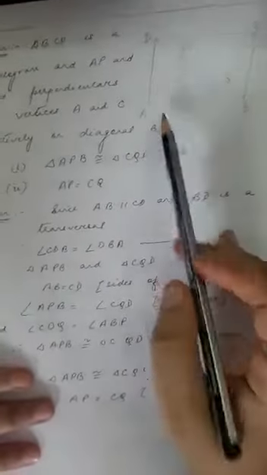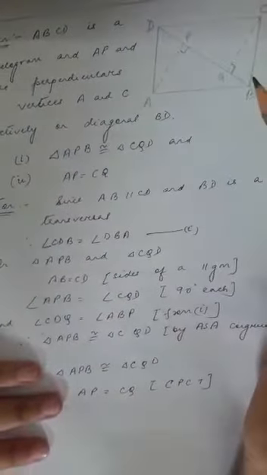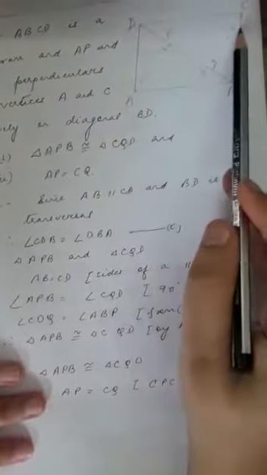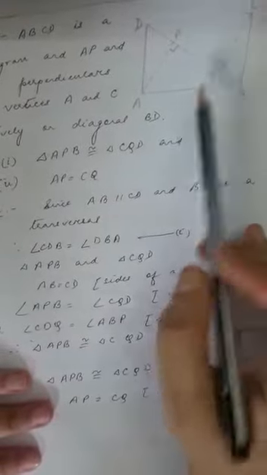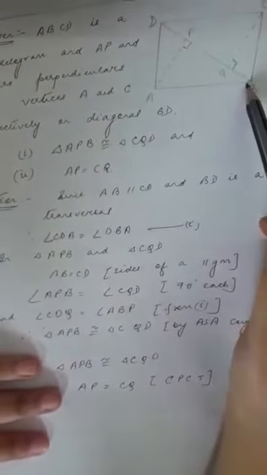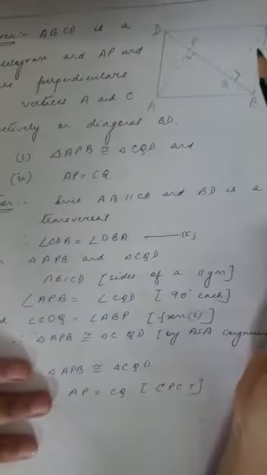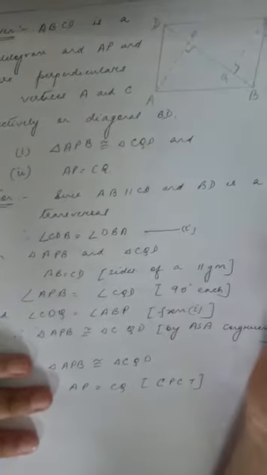Okay, now let us go to question number 10. Now, in this figure, it is said that ABCD is a parallelogram. AP and CQ are the perpendiculars from the vertices A and C on the diagonal BD. And now we need to show here that triangle APB and triangle CQD are congruent to each other, as well as we need to show that AP is equal to CQ.